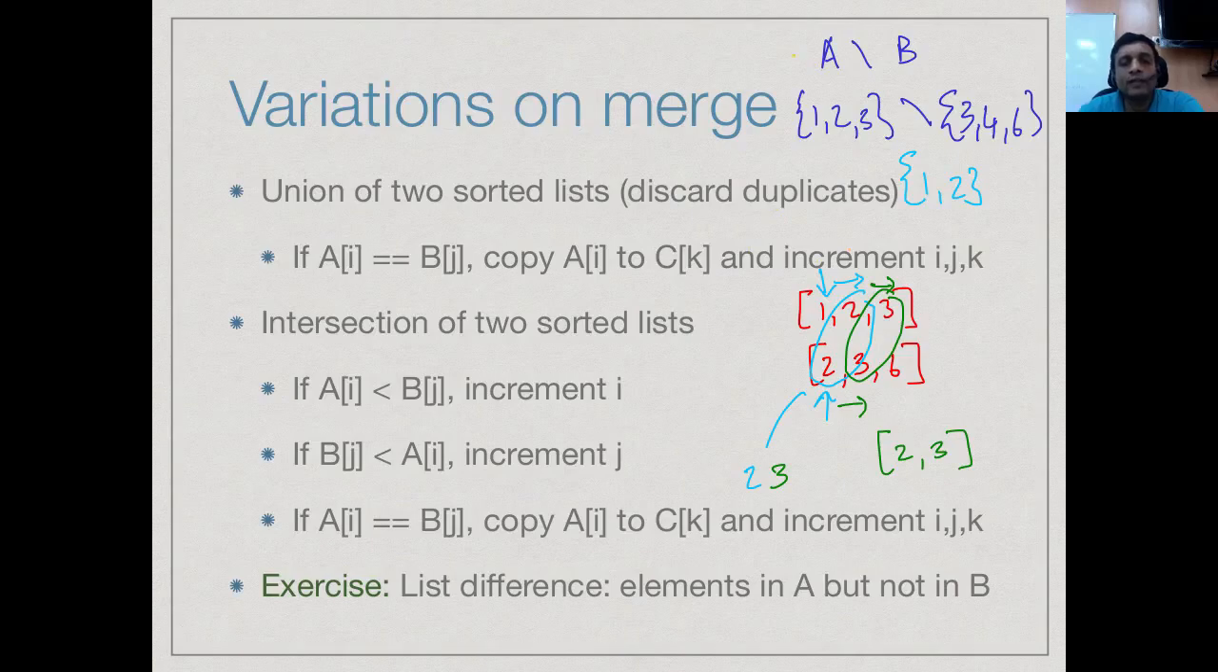So for example, if I had the list 1, 2, 3 and the list 3, 4, 6, then I might want to keep the list only 1, 2. So just check whether you can adapt merge in the way we have done now for union and intersection in order to get list difference.